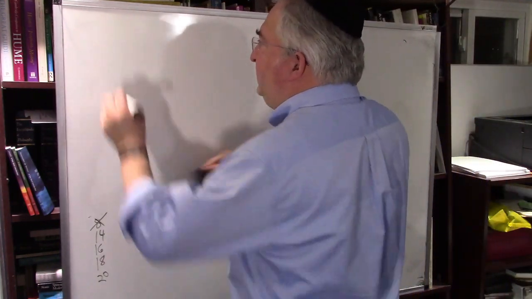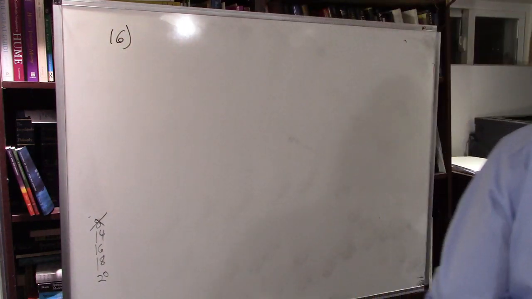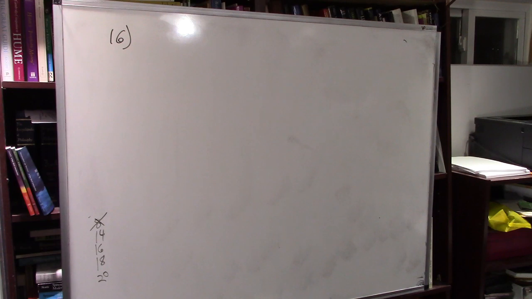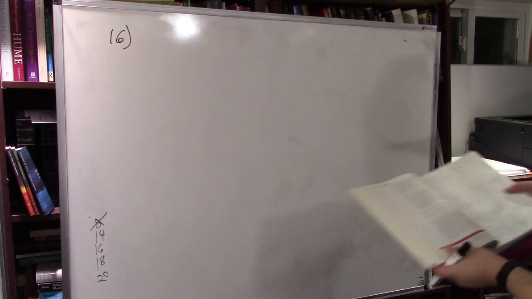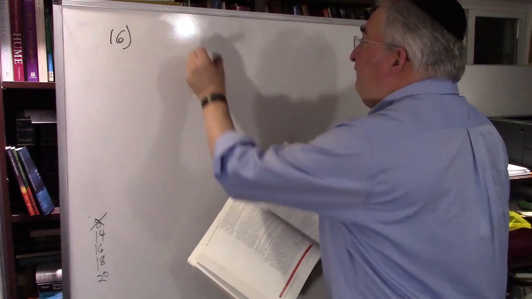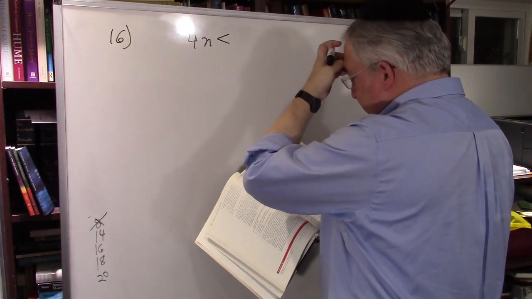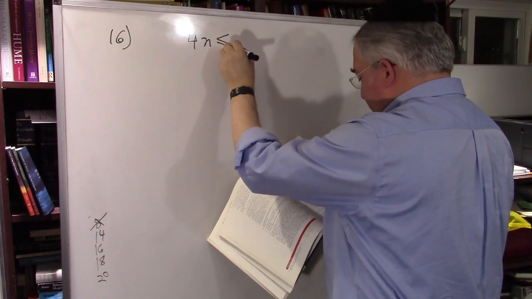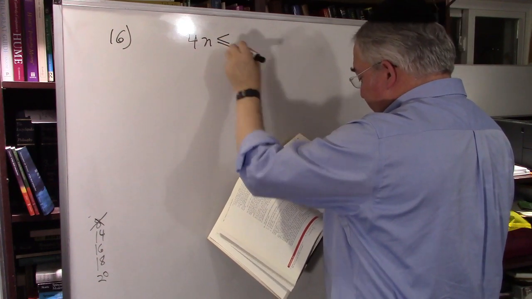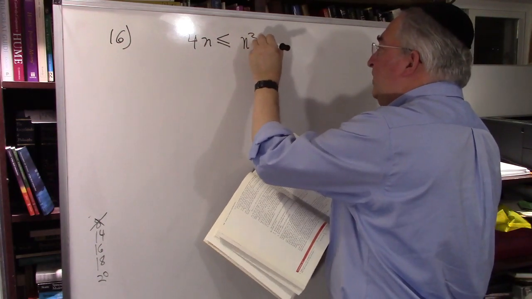Number 16. For which, okay, it's a funny question. For which n and p does the inequality 4n is less than or equal to n squared minus 7?